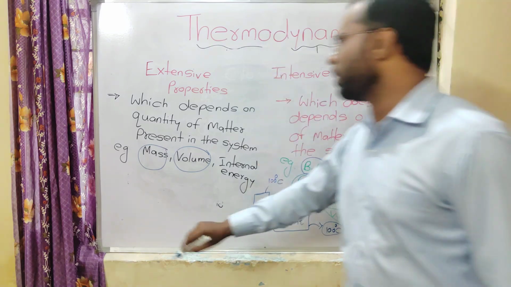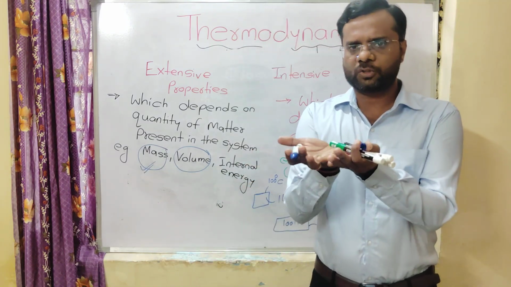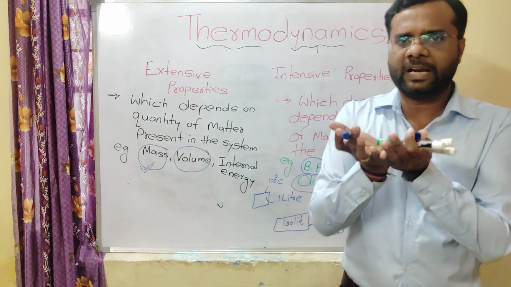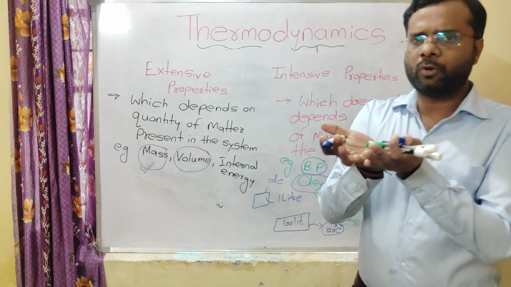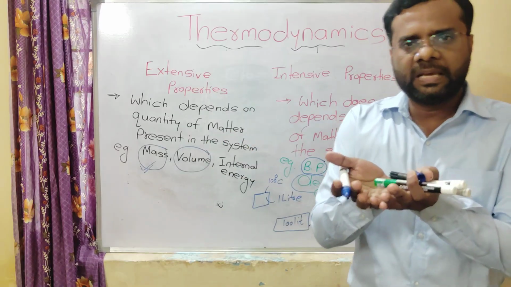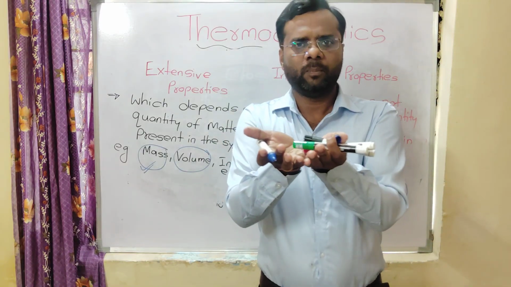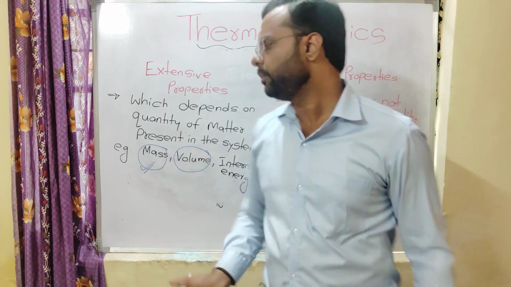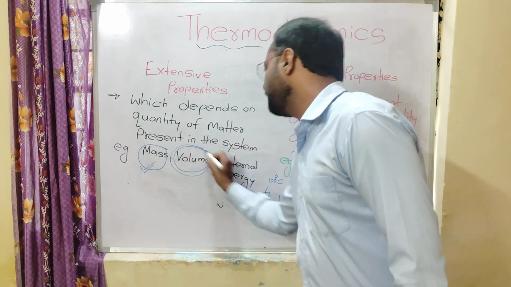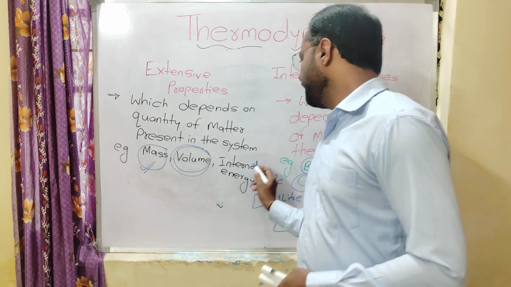But in extensive property we observe that if we take 1 kg of stone and we have to lift it, we do not feel too much heaviness. But if we take 10 kg of stone to lift, we will feel that weight, because it depends on the quantity of matter. Volume also depends on quantity of matter. If you take a small volume or a larger volume, it will depend.